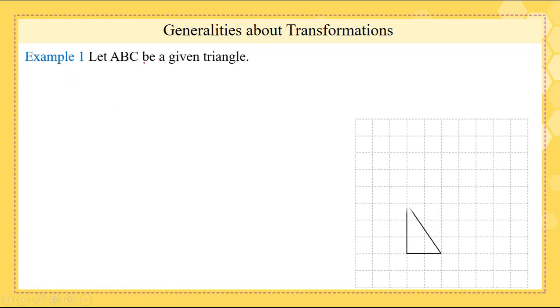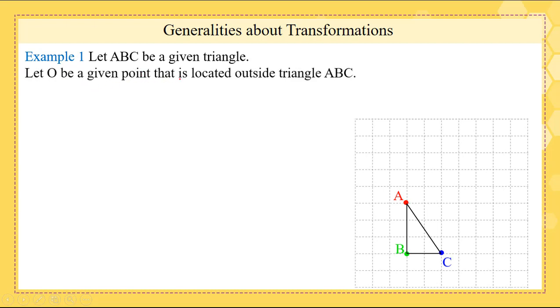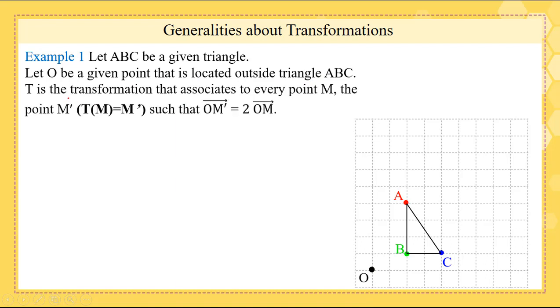Let ABC be a given triangle. Let O be a given point that's located outside the triangle ABC. Let T be the transformation that associates to every point M the point M prime. This means T of M is equal to M prime such that vector OM prime equals vector OM. Now part 1, locate A prime equal T of A and B prime equal T of B and C prime equal T of C.